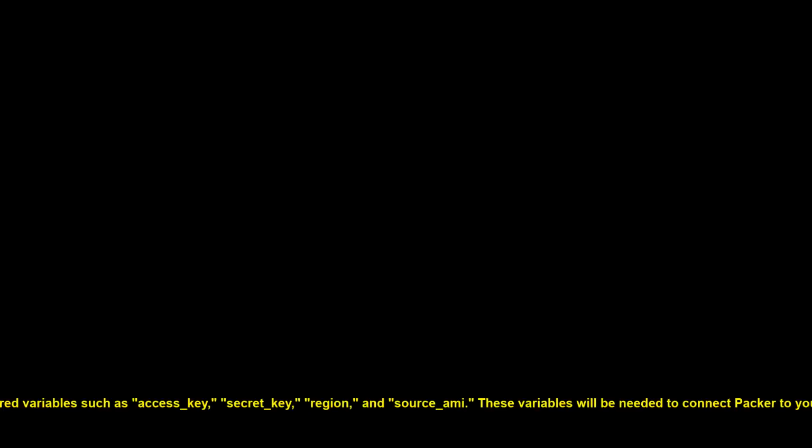Include the version of Packer and specify the builders you want to use for your VPS image. For a typical setup, you might choose an Amazon EBS builder for AWS. Define the required variables such as access_key, secret_key, region, and source_ami. These vary. Next, configure the provisioners that will install necessary software on your image.